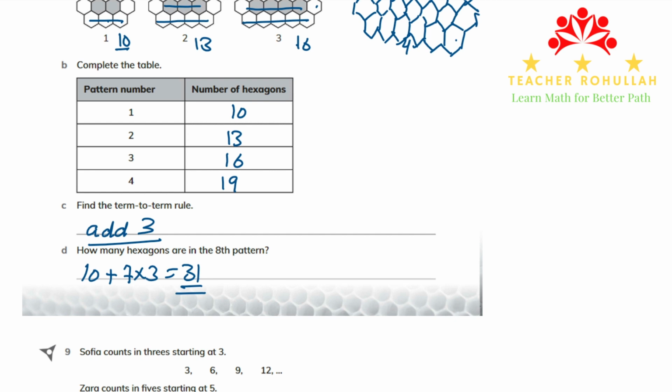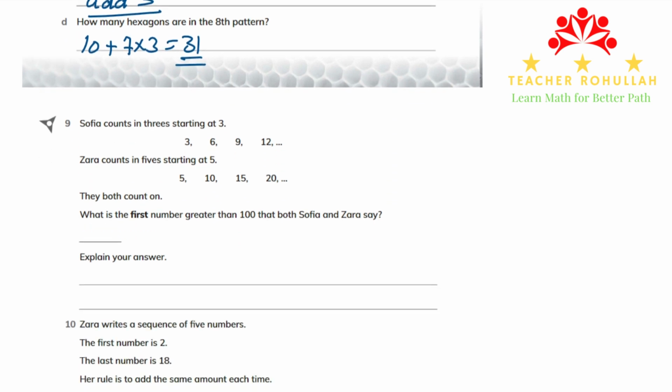Well, question number 8 is also done. Let me scroll down to move to question number 9. In question number 9, it says, Sophia counts in threes starting at 3. So if she counts, she has 3, 6, 9, 12, then 15, 18, and so on.